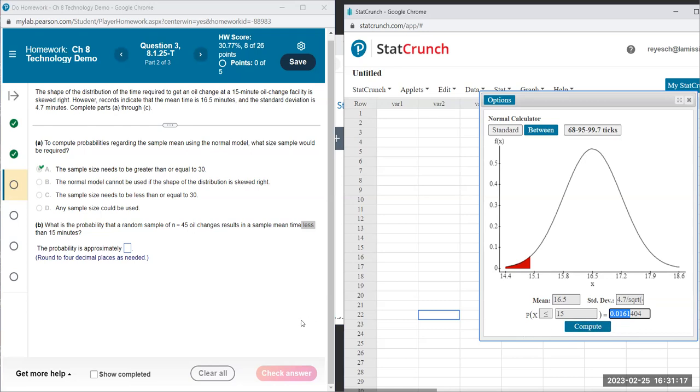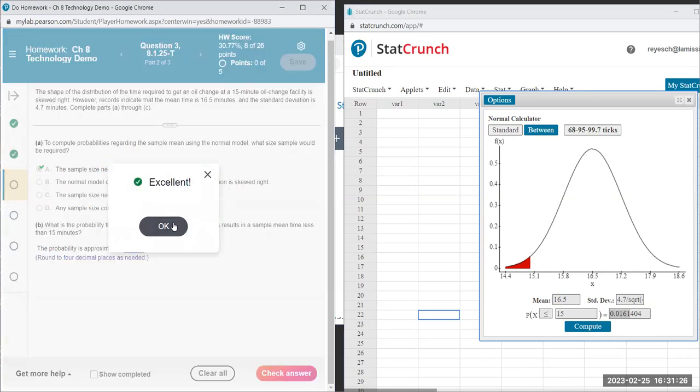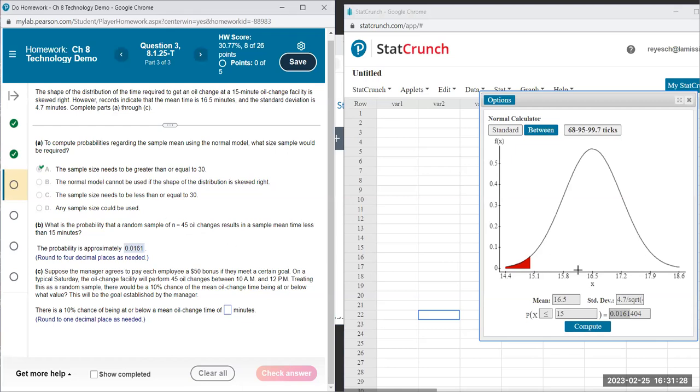So four decimal places. But again, remember, we're doing that in a sample of 45, so we're doing a sampling distribution here.